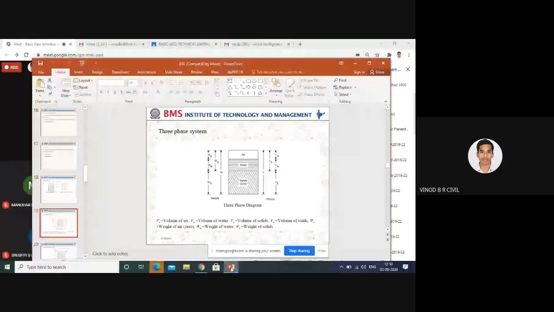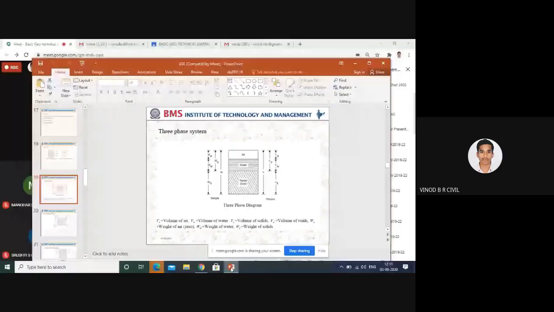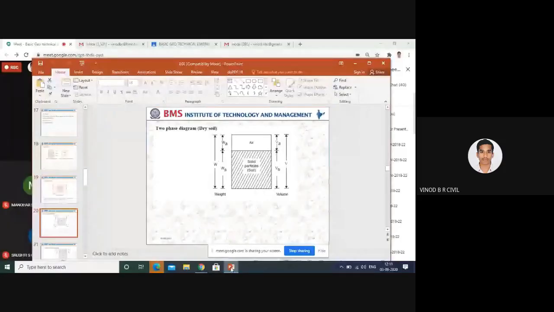The three-phase diagram is a good example of lake soil. Can you assume in a lake, the bottom side is completely soil, above the soil there is water, and above that there is air. That is a good example of lake or sediment soil. And next one is the two-phase diagram, that is only soil particles.